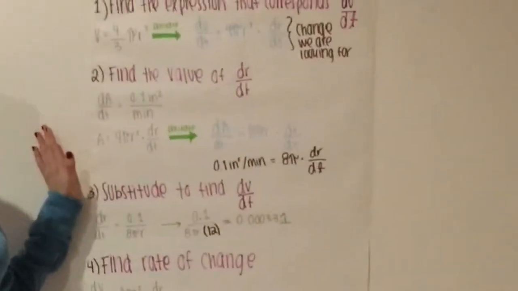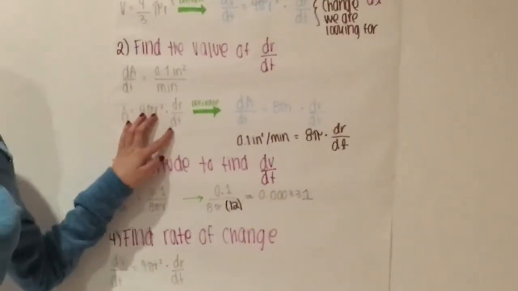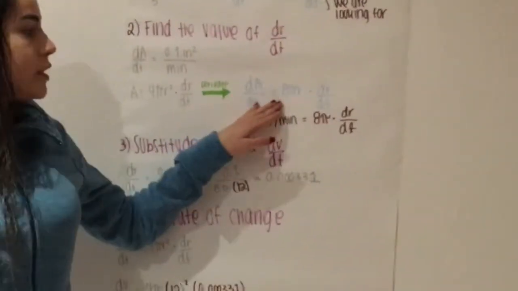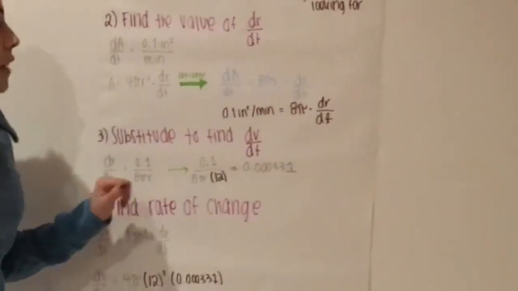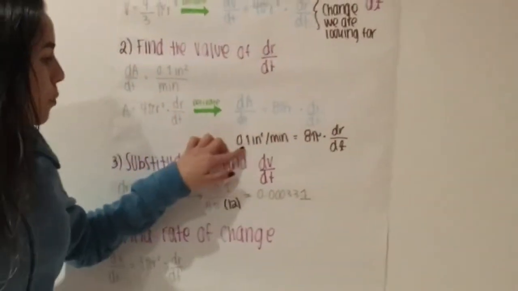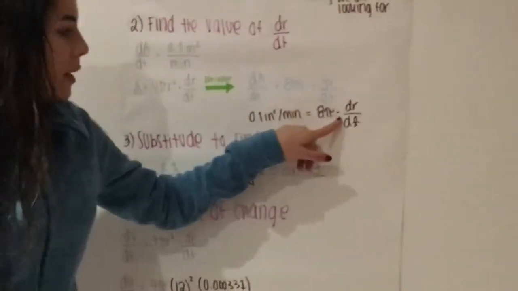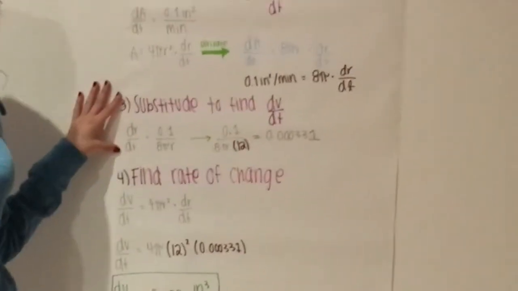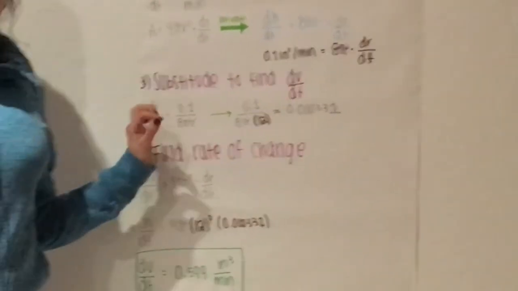Then we find the value for dr over dt, which is from dA over dt, that equals 0.1 inches squared over minutes. That's the rate that the snowball melts, and that's the information that they give us. Then we also know that the formula for the area is 4 pi r squared. Then we get the derivative, and we get that dA over dt equals 8 pi r times dr over dt. Then we substitute this value, because this is the data that they already give us, so 0.1 inches squared over minutes equals 8 pi r times dr over dt.